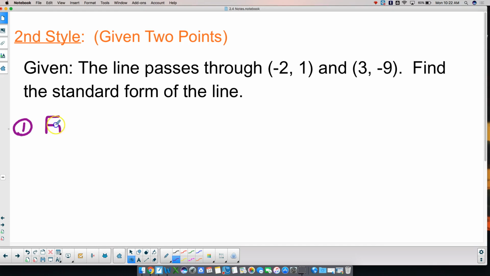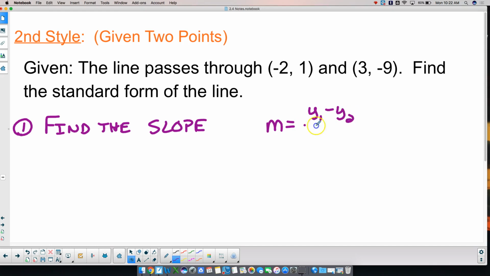And that first step is you need to find the slope. You're always going to start with the slope, so you need to find it first. Okay? Remembering that the slope of a line connecting 2 points, we subtract the y's over subtracting the x's. Subtract the y's over subtract the x's.